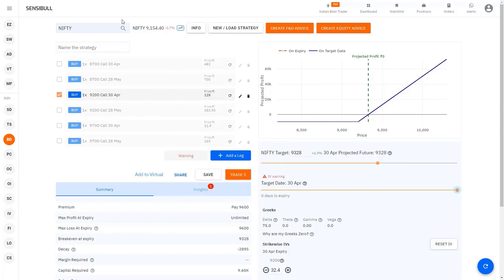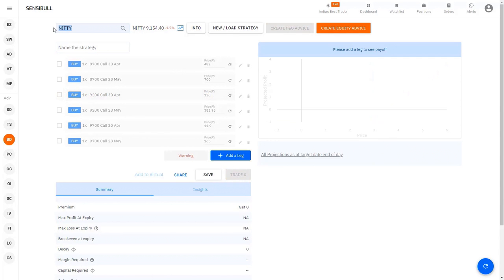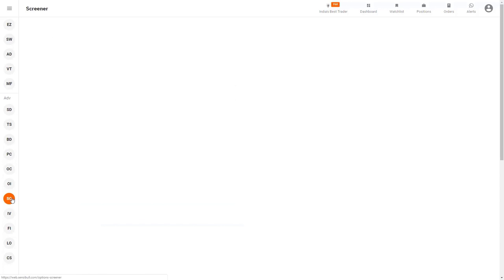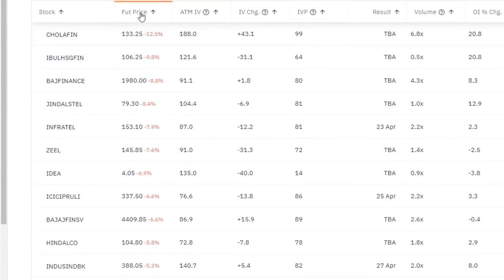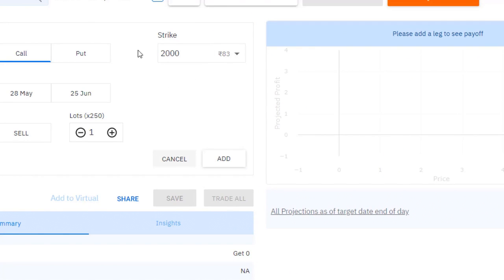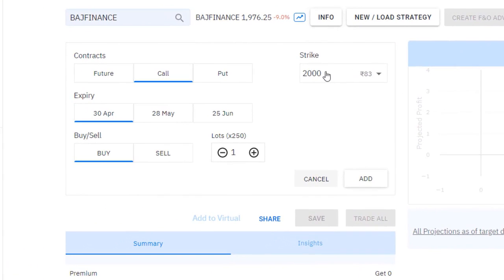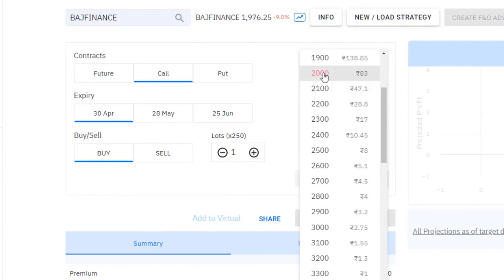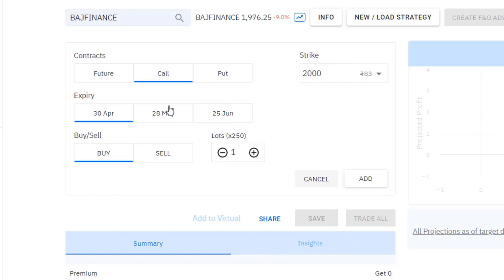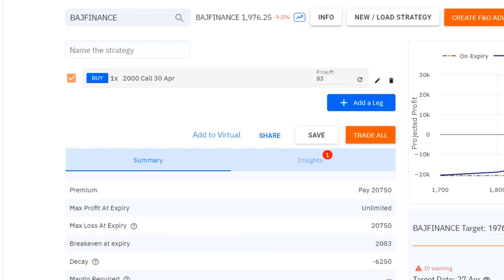So let me just take one example of that to illustrate that point. Let's take a stock which is doing badly. So let's look at some stock which has tanked quite a bit. Bajaj Finance is trading at 1976, and the at the money option of 2000, the closest strike, is trading at 83 rupees. This is a very high IV. So you can see that IV is at 91.